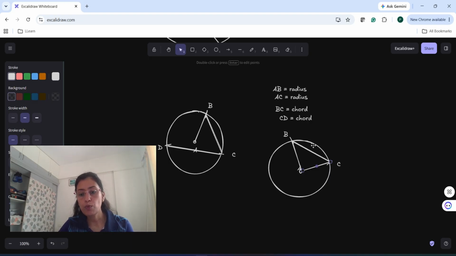So I have 2 points on the circle which are joined to form the chord of the circle. Now, when these points make an angle with the center, they make an angle with the center of the circle, then what will this angle be called?